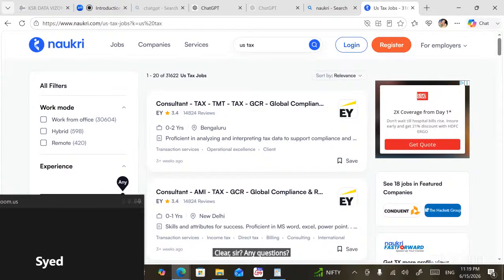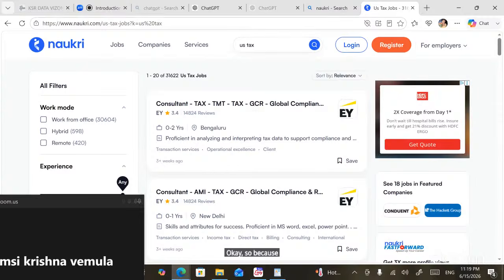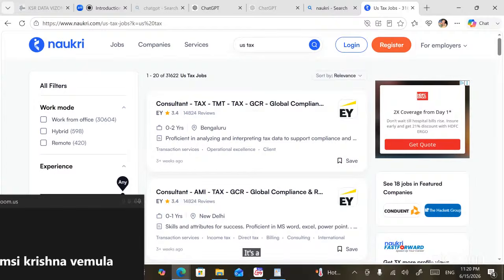Someone is asking about work from office. See, work from office is 30,000 jobs out of 31,000. Remote is only 420 jobs. So don't expect completely remote or work-from-home jobs. It should be mostly work from office nowadays. But once you join, it will be reasonable, depending on the manager and you. No company is asking you to come to the office 5 days a week. So maximum manageable, weekly once or monthly 3 or 4 times, something like that is going on, sir.